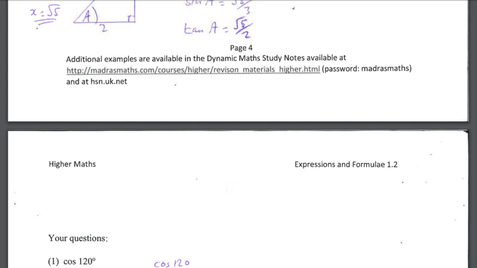Right guys, so you've watched the first three videos for lesson 1 there. So we've looked at exact values and related angles. So I'd like you to have a go at these ones yourself. So first of all, have a go at cos 120. So pause the video now.